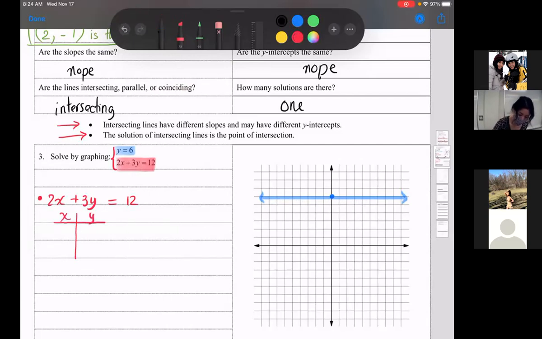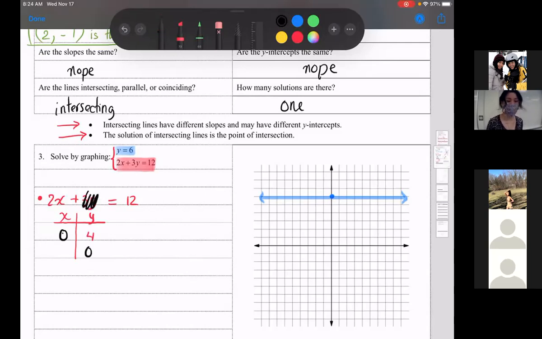So 0 for x. When x is 0, this is gone. Divide both sides by 3, y equals 4. When x is 0, this is gone. Just talking to people on Zoom here. So you divide both sides by 3, that equals 4. And then when y equals 0, this is gone. Yeah, 6.